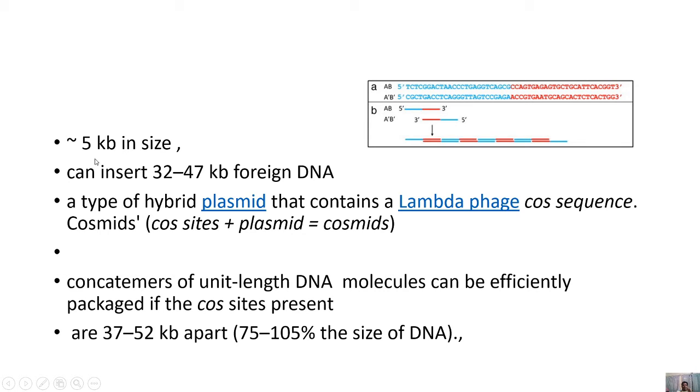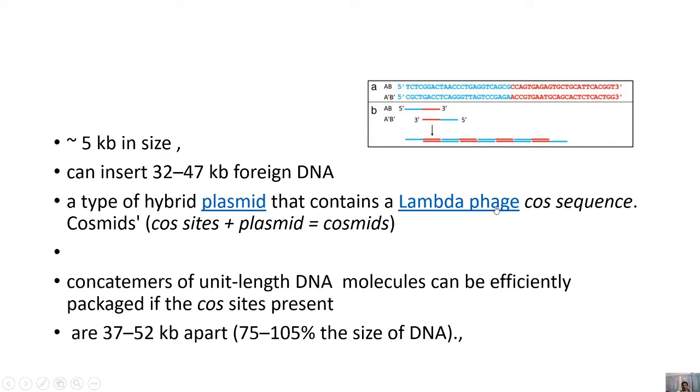The size of most cosmid vectors is around 5 kb, and they can take up around 30 to 50 kb of foreign DNA. And concatemers of unit-length DNA molecules can be packaged within the phage head if cos sites are present.